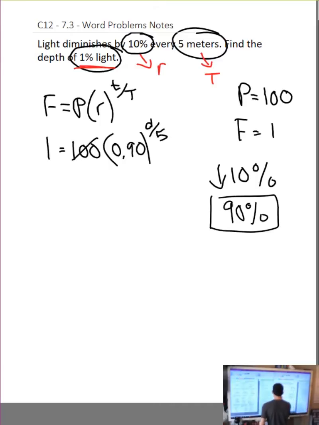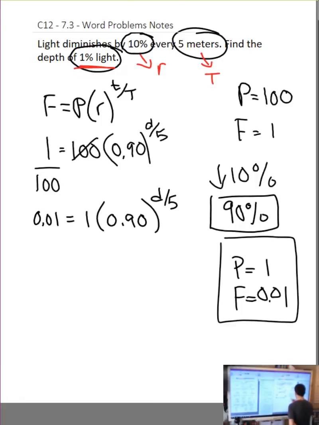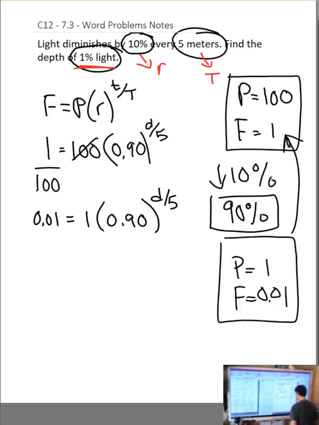Now I'm going to start off by dividing both sides by 100. Therefore, 0.01 is equal to 1, open bracket, 0.90 to the d over 5. Keep in mind, I could have arbitrarily started off with a present value of 1 and a future value of 0.01 because that is a more simple way than we did previously. All of these methods are on your formula sheets for each chapter and the yearly formula sheets. So I can divide by 1, that's gone.